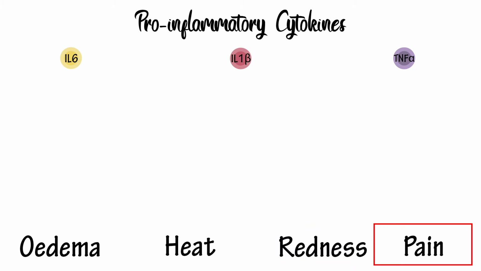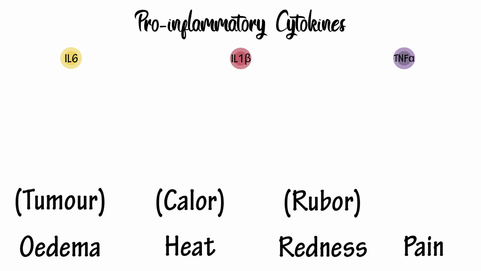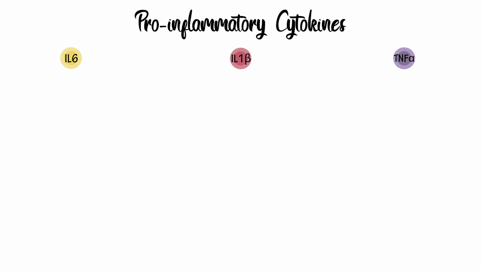Or in their Latin names tumor, calor, rubor, and dolor. Be aware that there is a fifth one that was added later, which is loss of function to the area. On top of these effects, the pro-inflammatory cytokines have further actions.